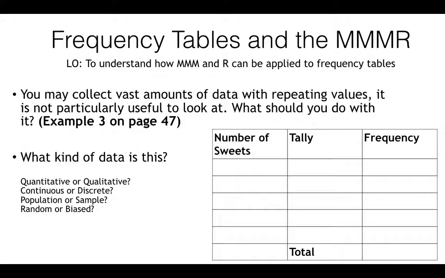Okay, so first of all, I'd just like you to have a look at example 3 on page 47 and just have a good read through it, because this is the data that we're going to be talking about this lesson. Once you've had a read through, I'd like you to decide what kind of data we're talking about. Is it quantitative or qualitative? Is it continuous or discrete? Do we have a whole population or just a sample of the population? And is it likely to be random or biased?